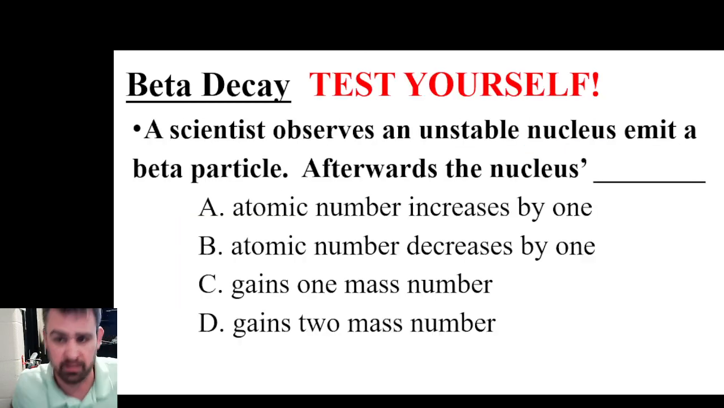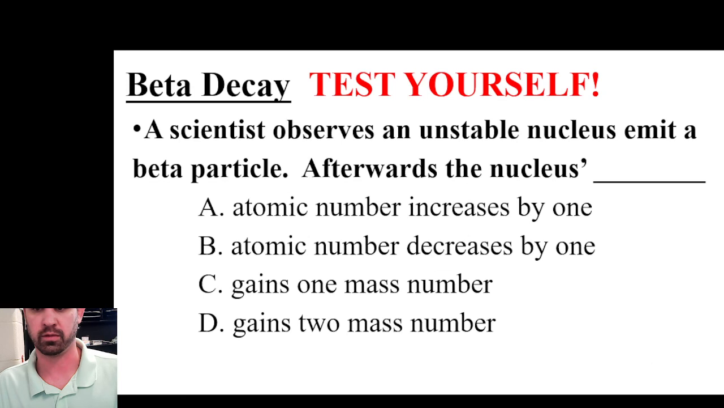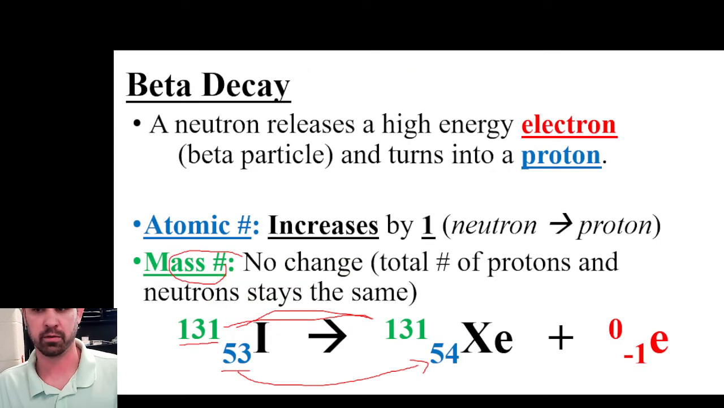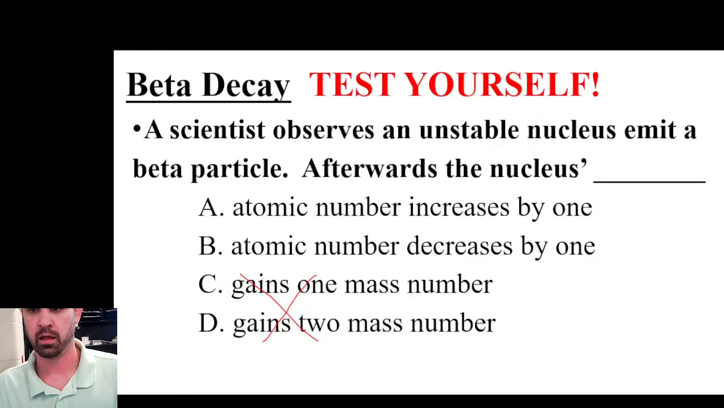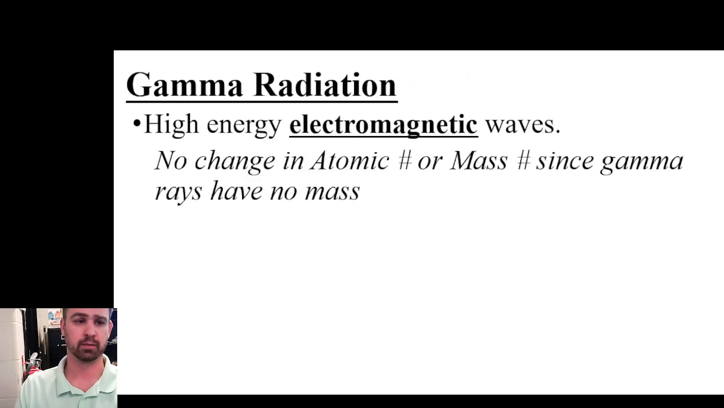All right. So scientists observe an unstable nucleus emit a beta particle. Afterwards, what is the nucleus going to do? Atomic number increases by 1, atomic number decreases by 1, mass number gains 1, or mass gains 2. If I look back here, there's no change in the mass, so these two are gone. If I go back, it says atomic number increases by 1. That's right, because in beta decay, a neutron becomes a proton.